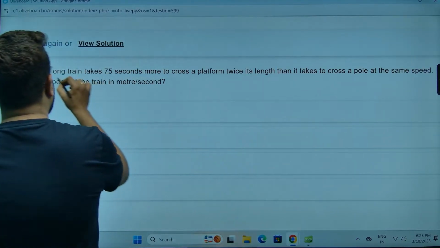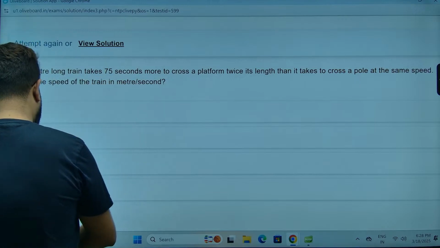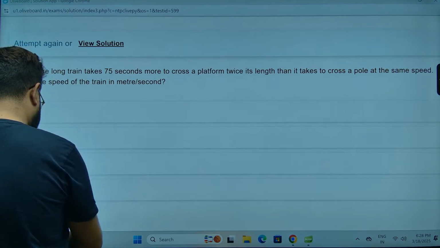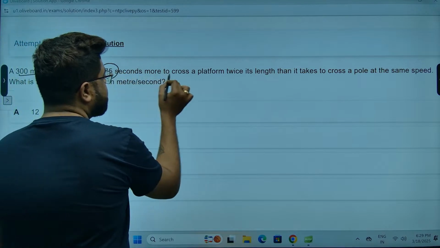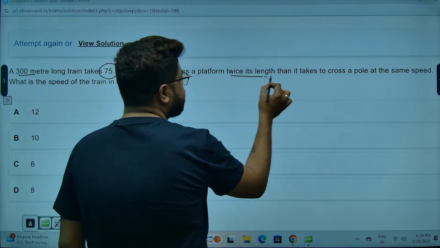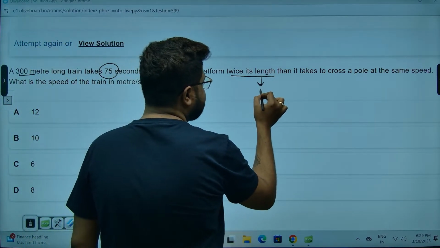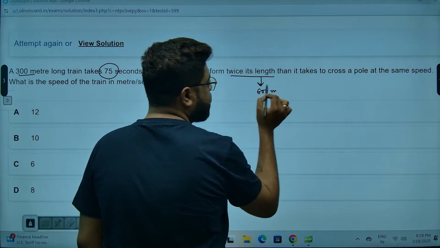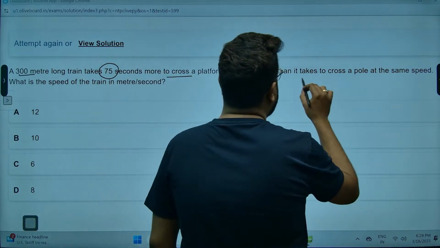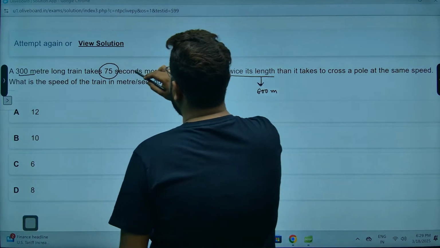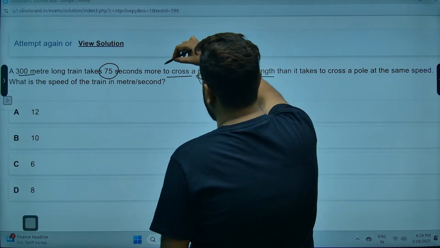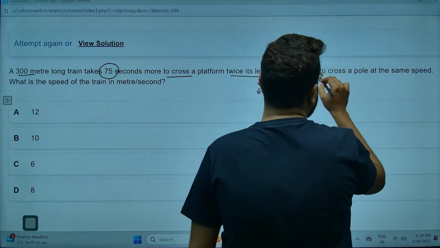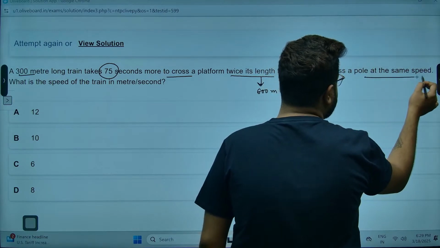A 300-meter long train takes how much? It takes 75 seconds more to cross a platform twice its length than it takes to cross a pole at the same speed. Length is twice means 600 meters.